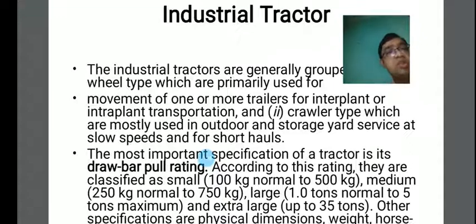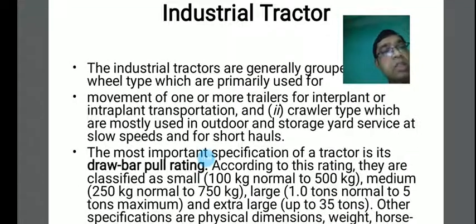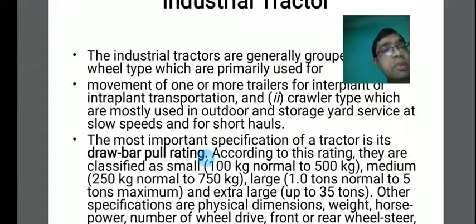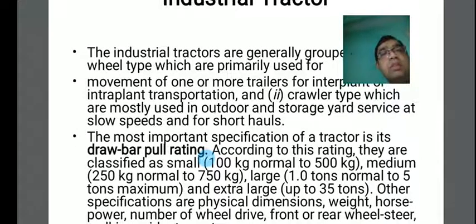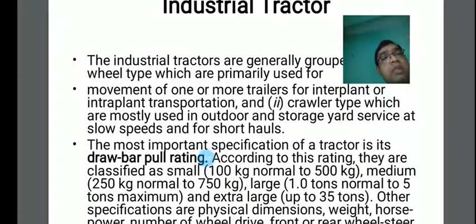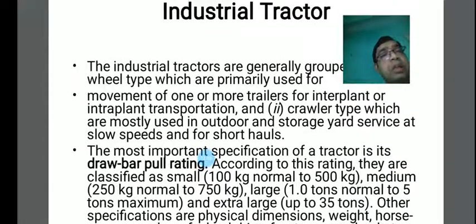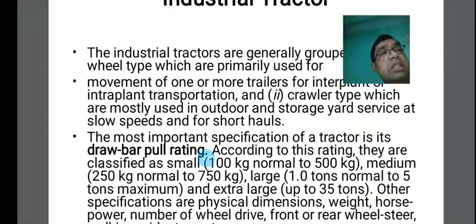Small is concentrated at 100 kg to 500 kg, medium at 250 kg to 750 kg, and large at 1 ton up to a maximum of 5 tons. Another thing is the lorry, which can transfer materials up to 27 tons very easily. This is a big difference from the 1 ton to the 5 tons to the 27 tons.